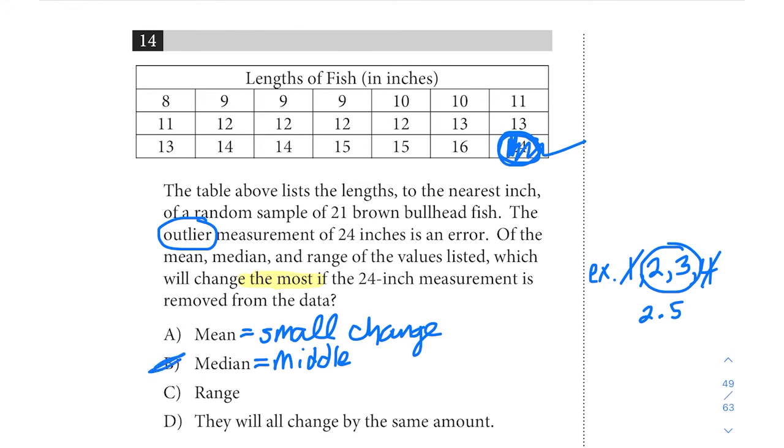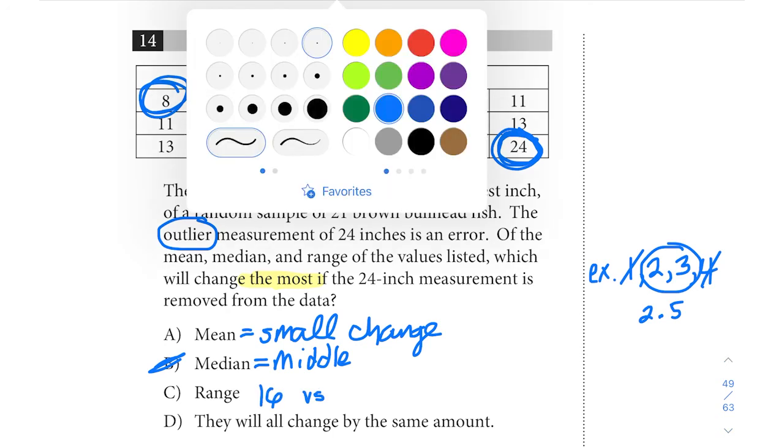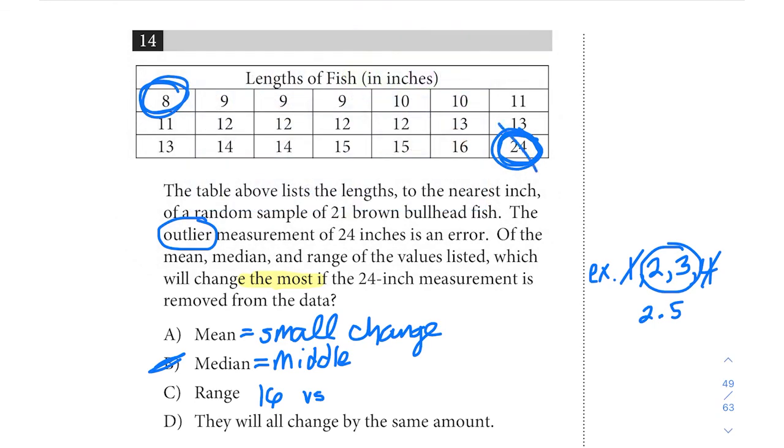And then let's check the range. How do we calculate range? So hopefully, if we remember, our range is going to be our largest value minus our smallest value from a data set. So here, 24 minus 8, your range would be 16. And then if we take out that 24, so when we do that and look at our new largest value of 16, now you do 16 minus 8, which would be 8 for the new range.